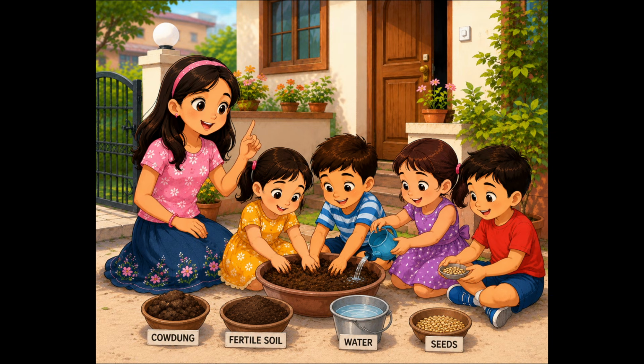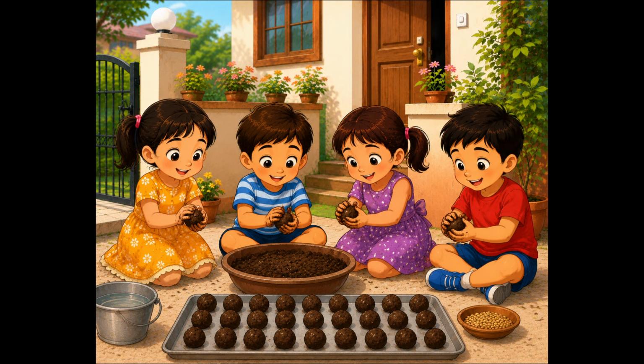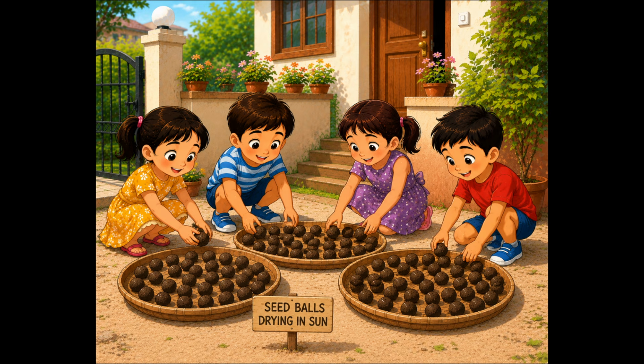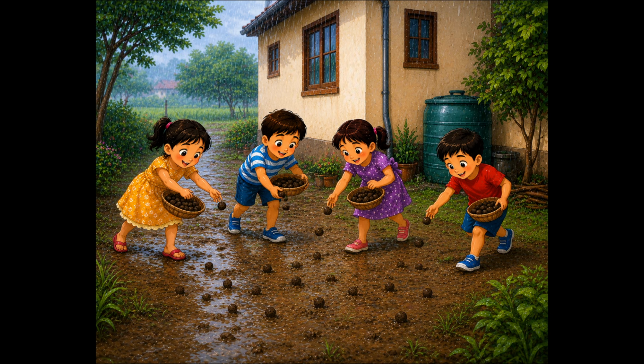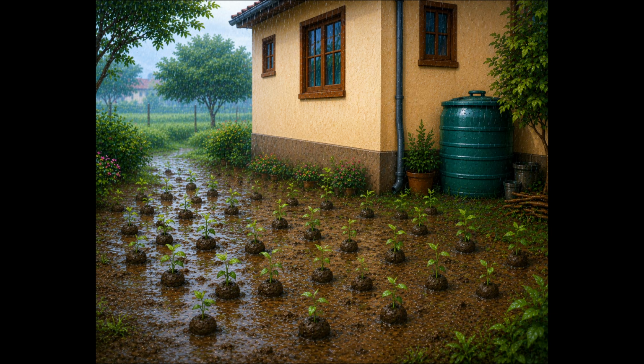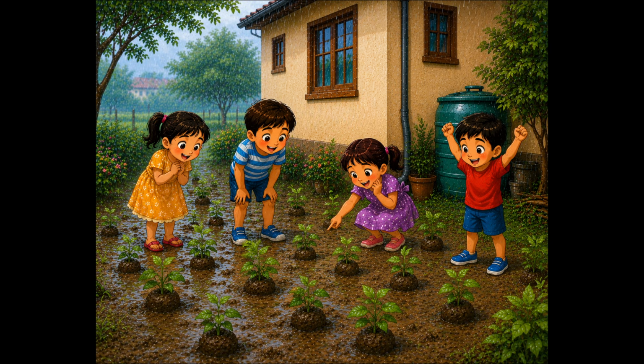Then they mixed fertile soil, cow dung, a little water and the seeds together. Then she asked them to roll the mixture into small lemon-sized balls and to dry them in the sun. Here the seed balls are ready. Once the rainy season started, these children scattered these seed balls into open areas around their neighborhood. After a few days, new baby plants started growing from these seed balls, and these children had promised to take care of them.